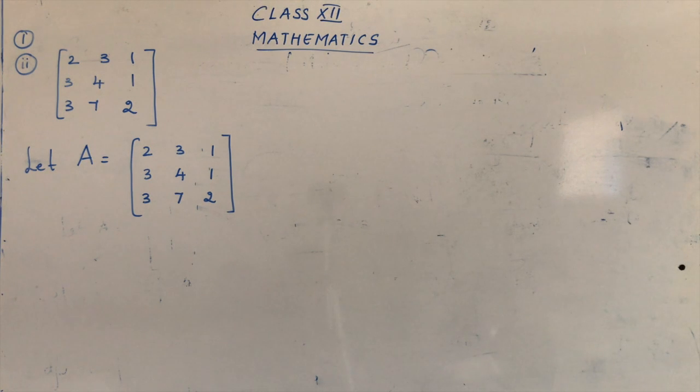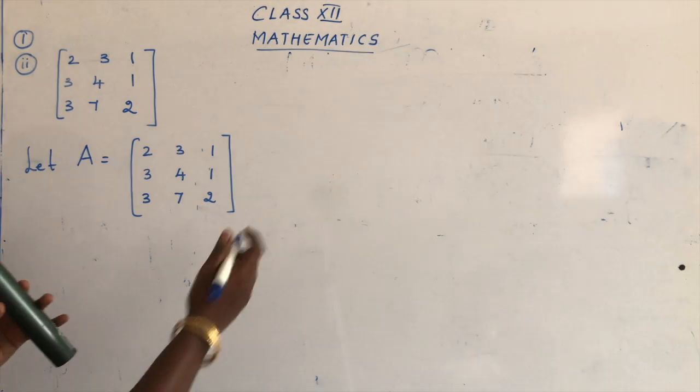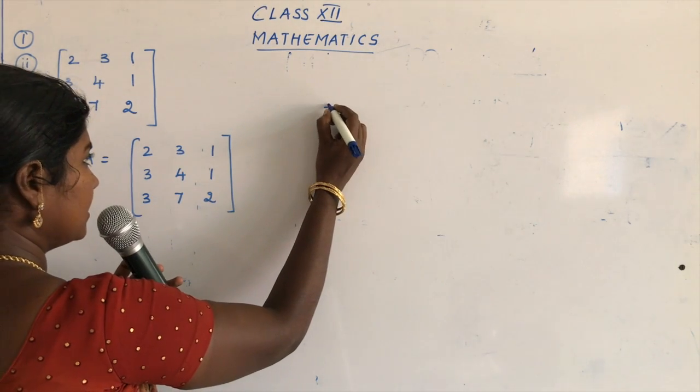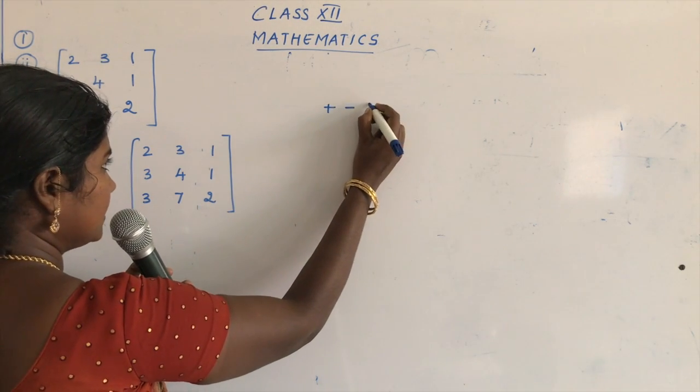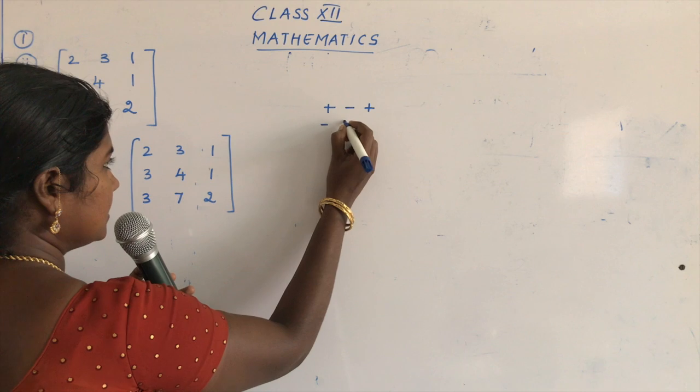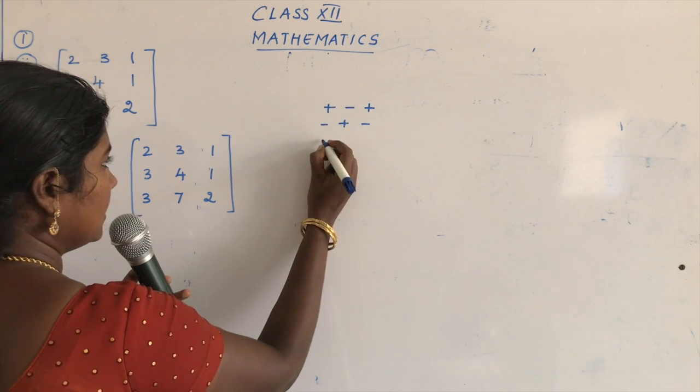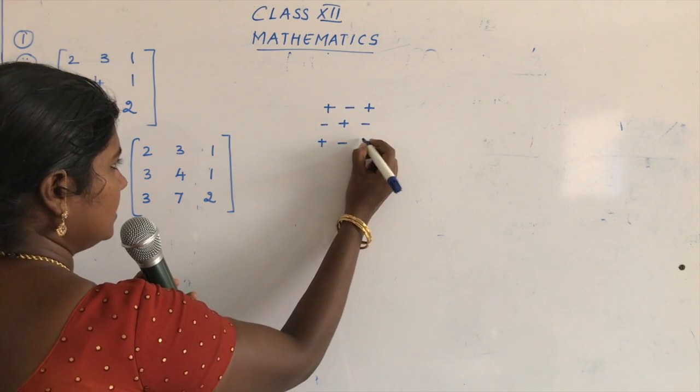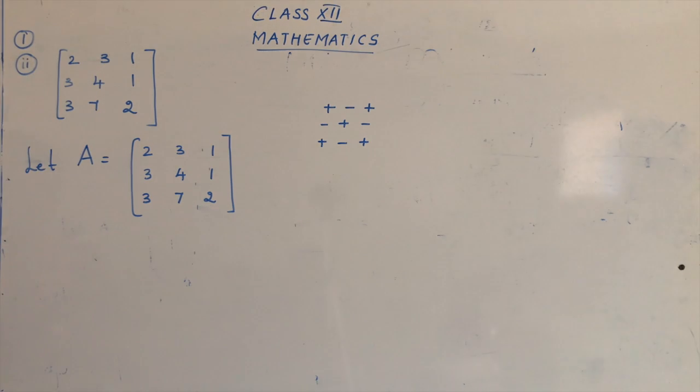Now let's see how to find the cofactor for a 3 by 3 matrix. Already I have told you the sign. What is the sign for a 3 by 3 matrix? Plus, minus, plus, minus, plus, minus, plus, minus, plus. Do not forget the sign. Sign plays a very, very important role, so be careful with the sign. Now let's see how to find the cofactor.